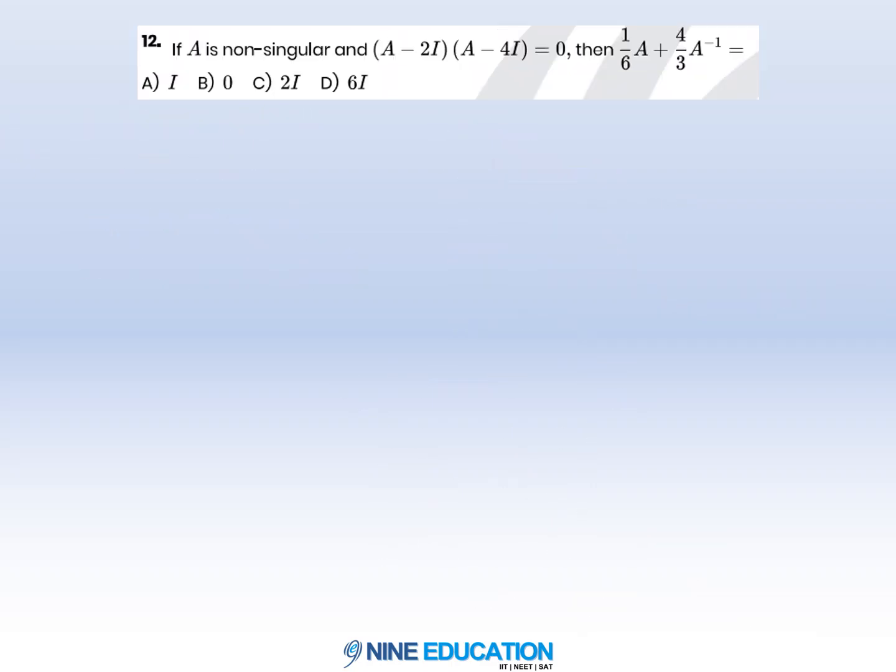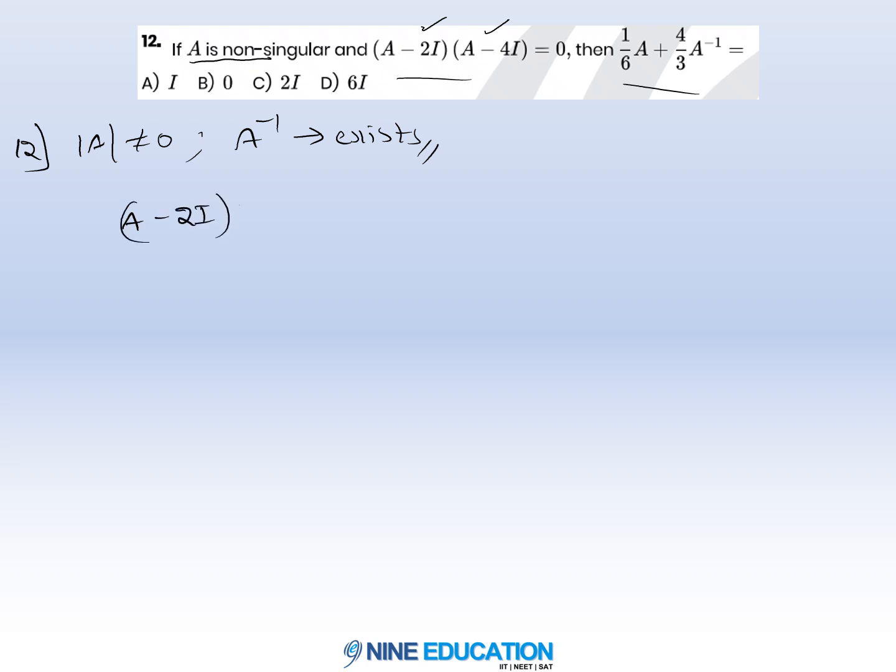Let's discuss question number 12. Given A is a non-singular matrix, that means the determinant of A is non-zero, which concludes A inverse will exist. Next, an equation is given in terms of A and I, and we need to find this expression's value. Let's write this expression once again: A minus 2I into A minus 4I equals the null matrix. It is given to us.